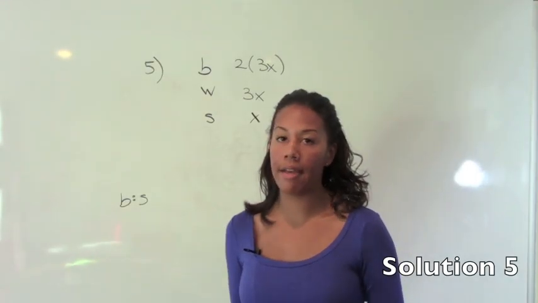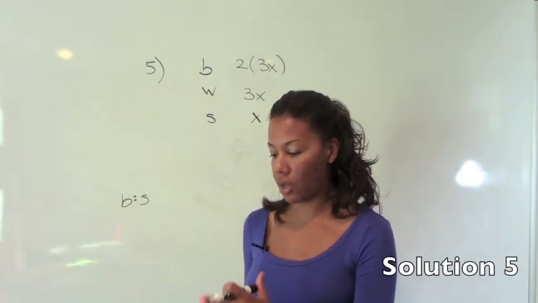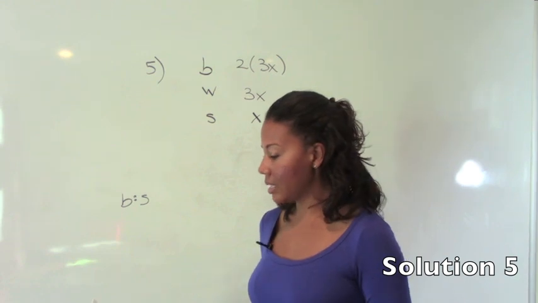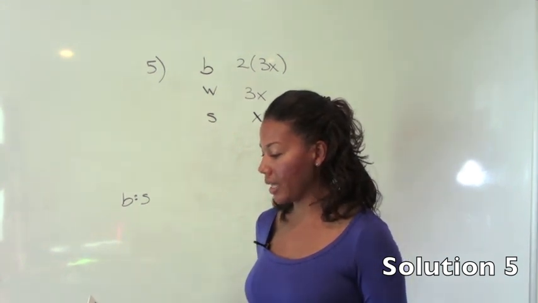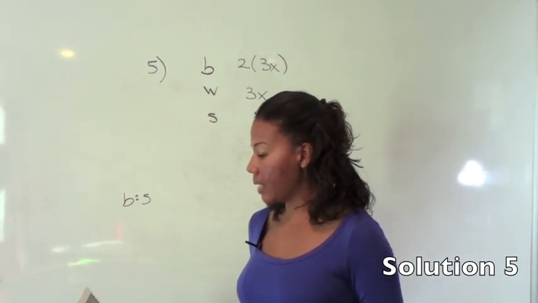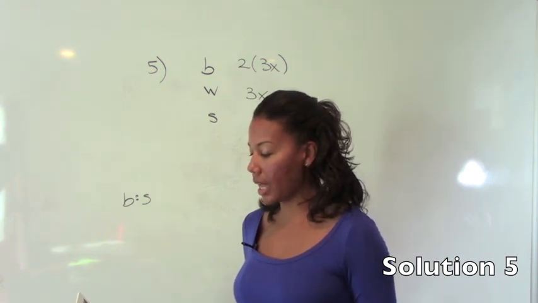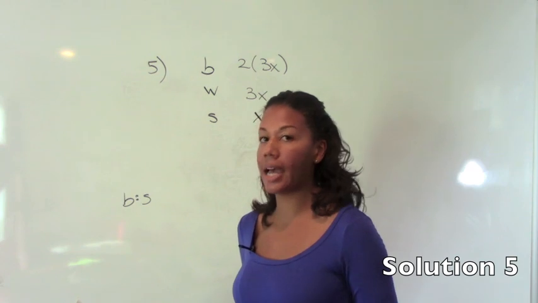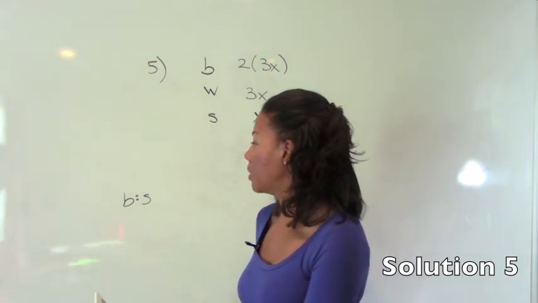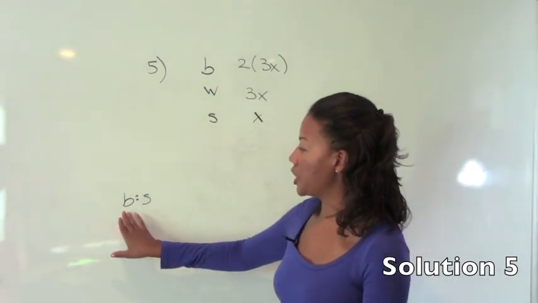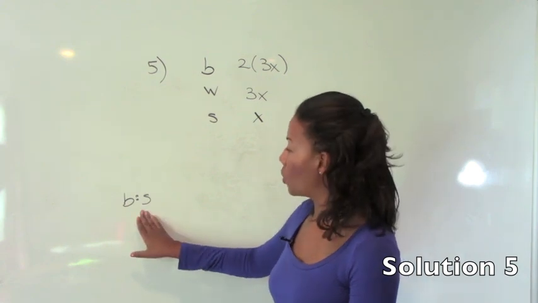Okay, number 5. 5 is a little bit complicated, so I'm going to go ahead and read it. It says, Ike spent twice as much time biking as walking, and 3 times as much time walking as swimming. What is the ratio of the time Ike spent biking to the time he spent swimming? Okay, so what we're asked to find here is the ratio between biking and swimming.